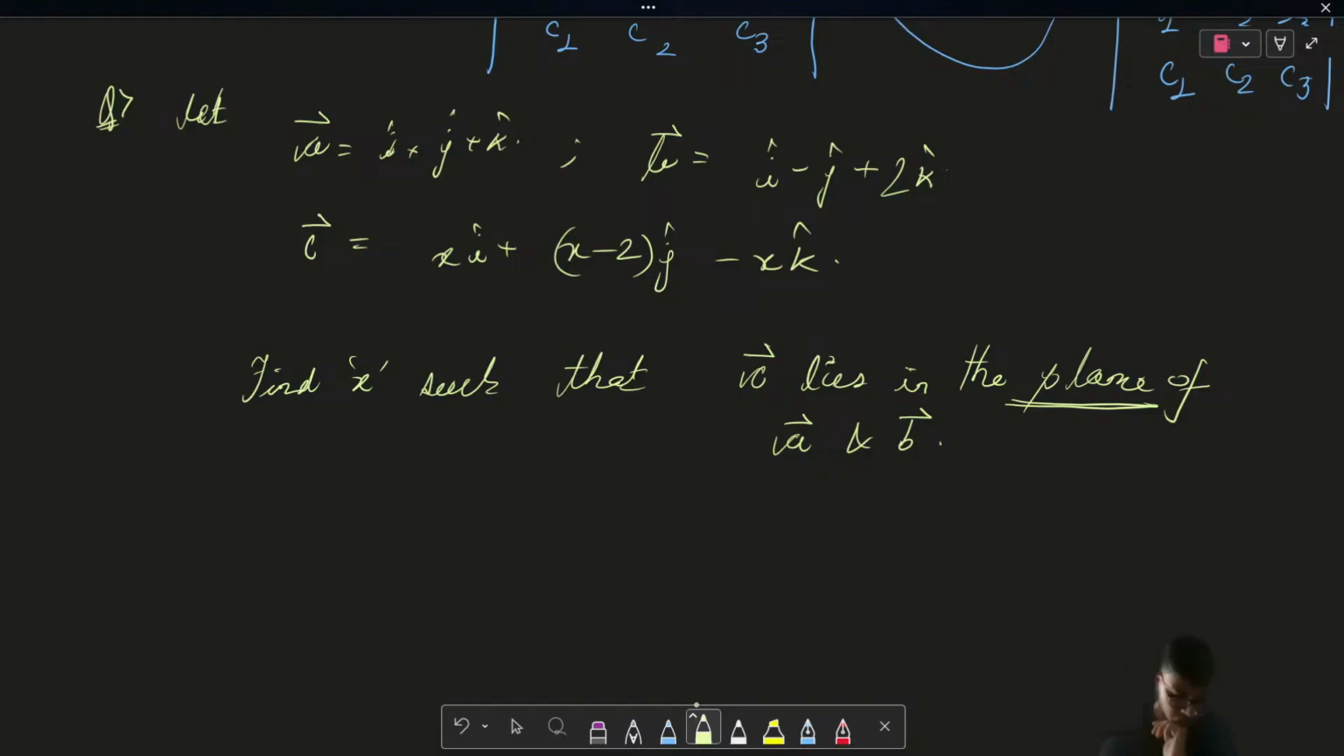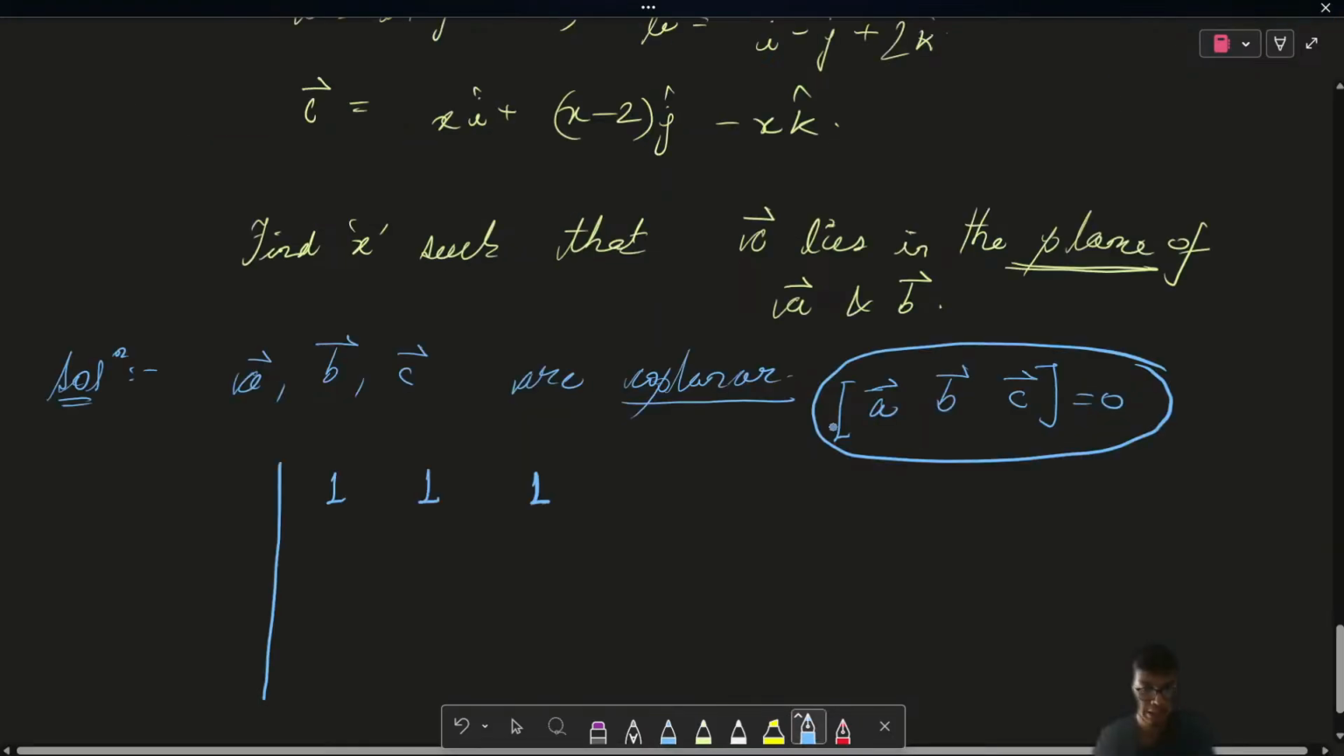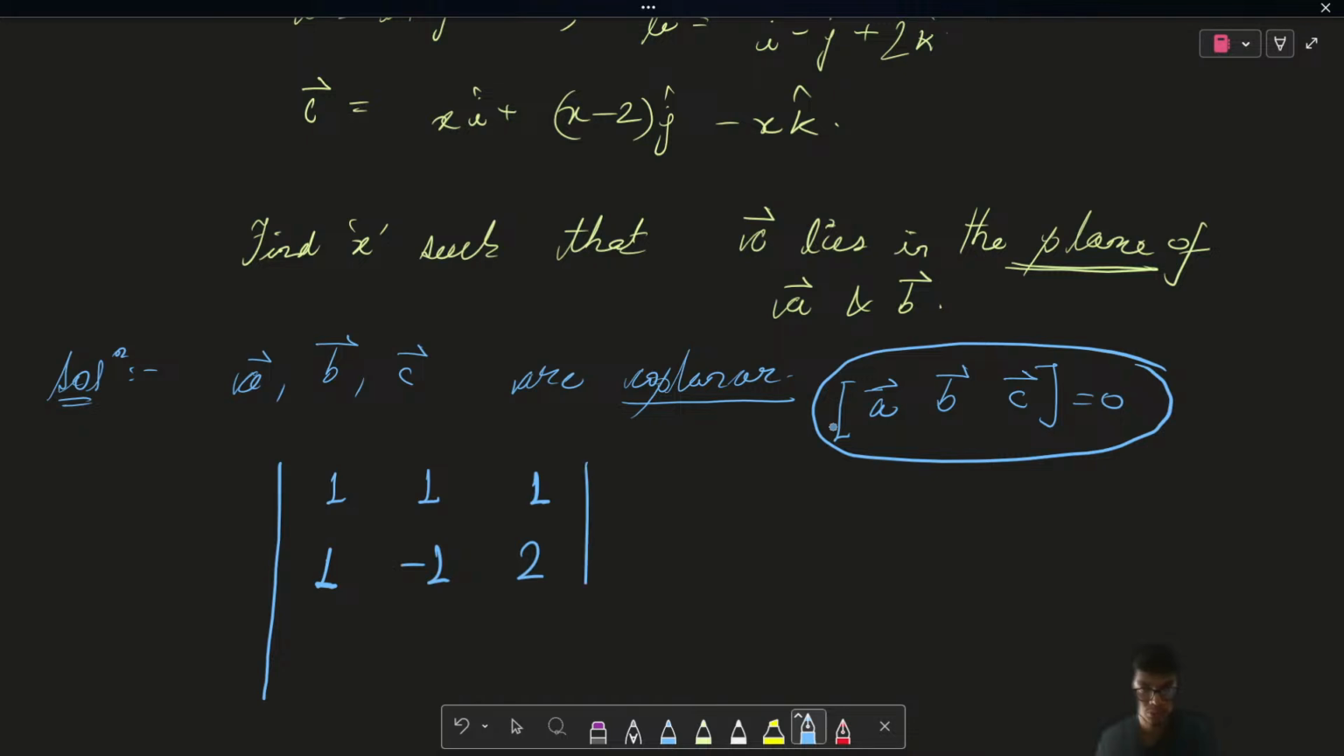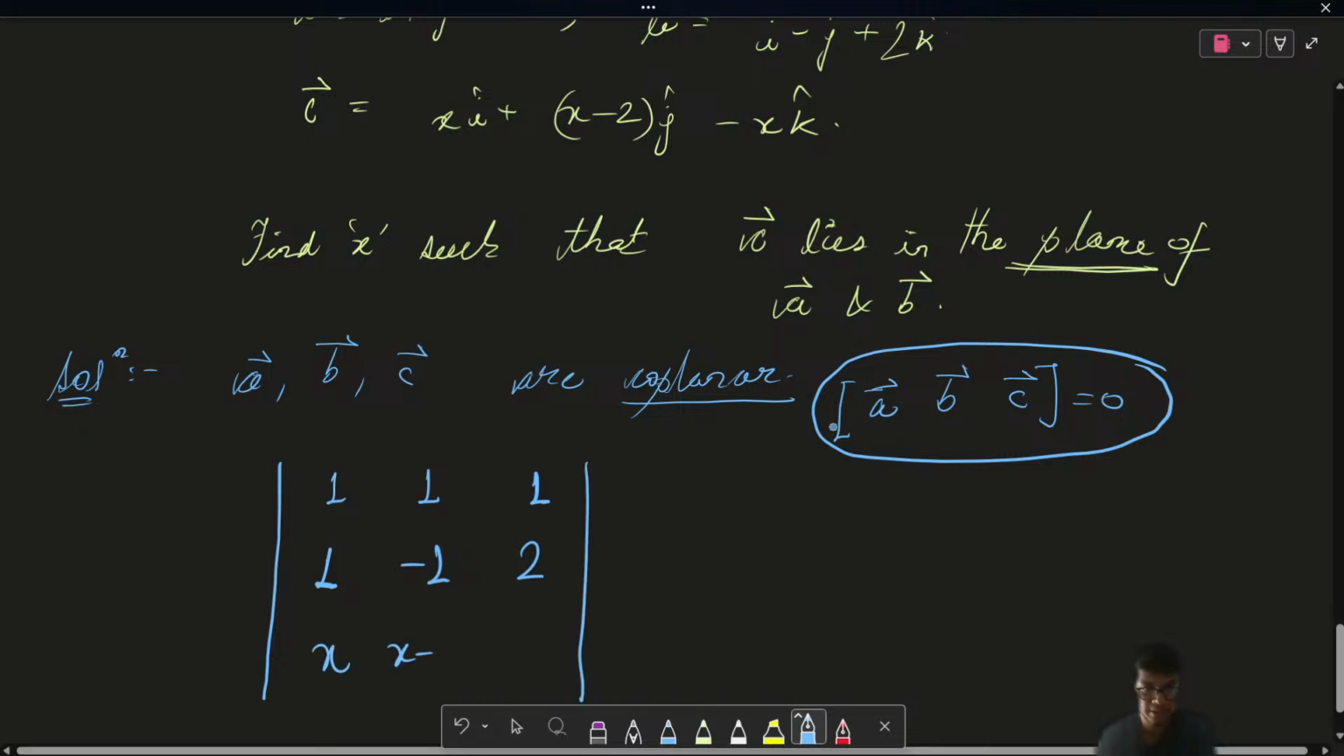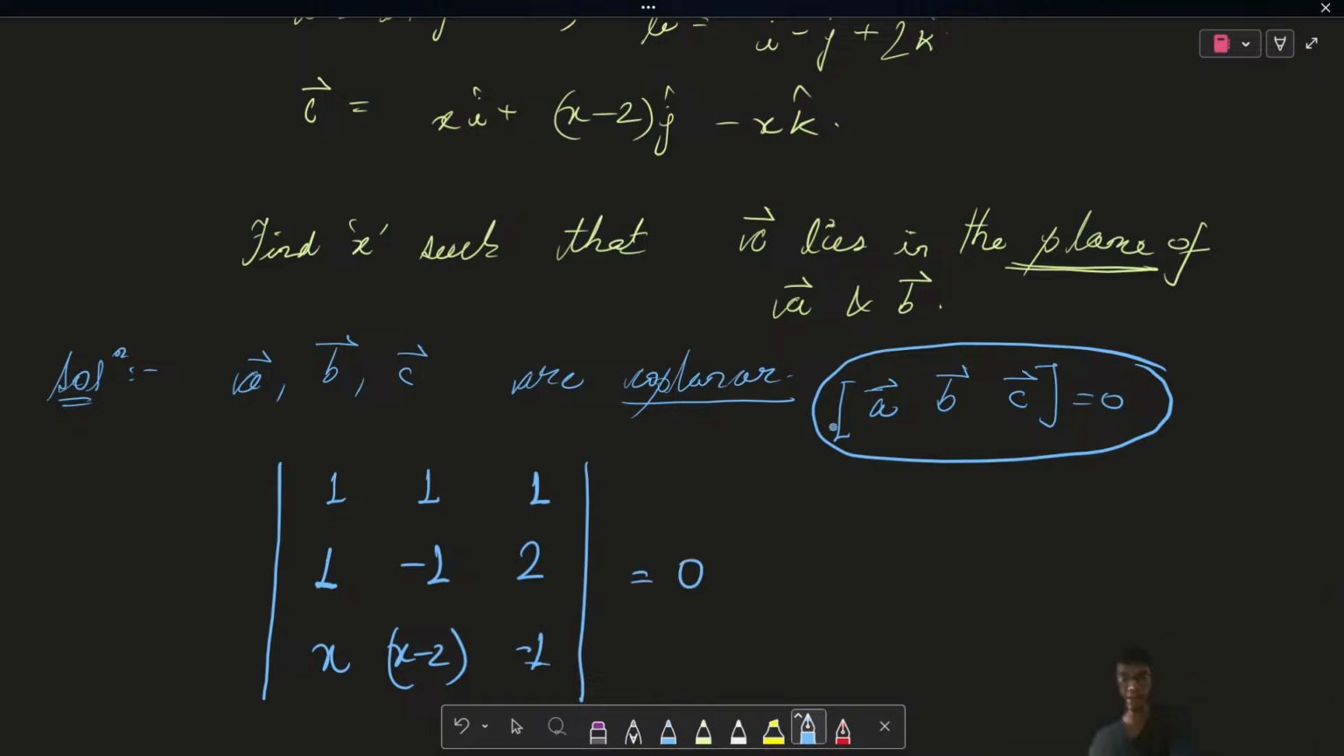Alright, let us see how we proceed to solve this question. In order to find the value of x, the important result we need to utilize is that the determinant with rows 1 for the a vector, 1, minus 1 and 2 for the b vector, and x, minus 2 and minus 1 for the c vector should be equal to 0. Calculate the determinant, which is equal to 0.